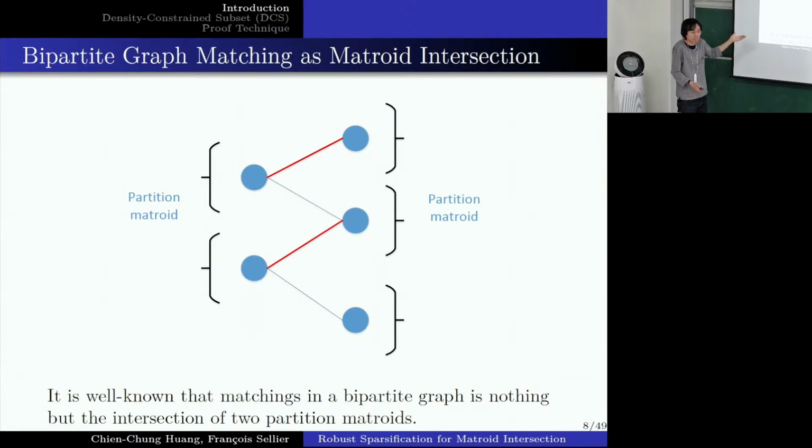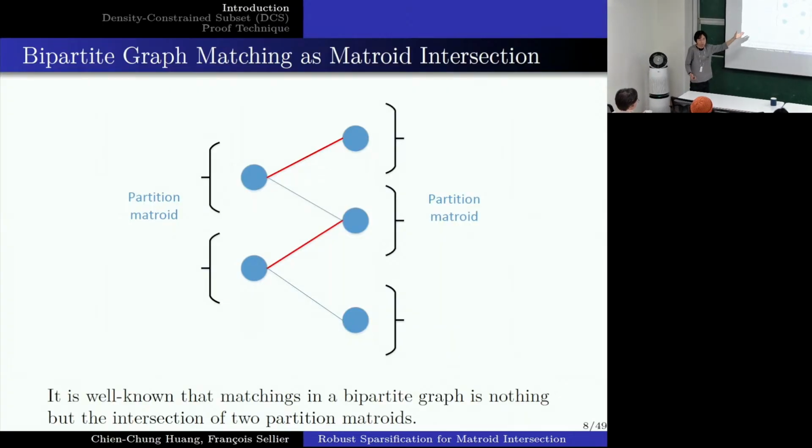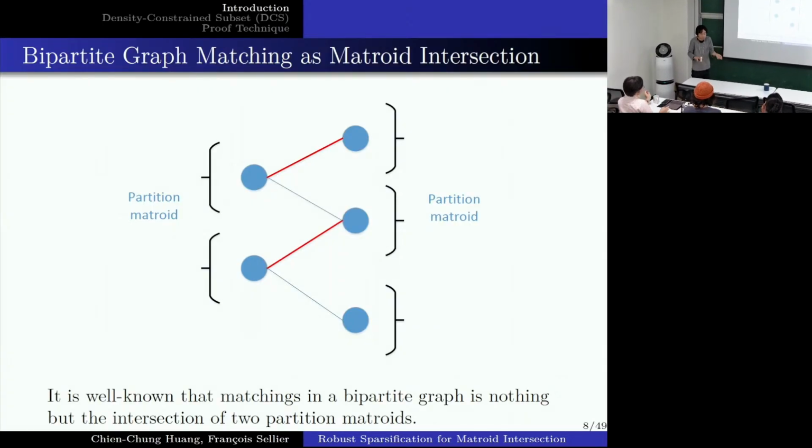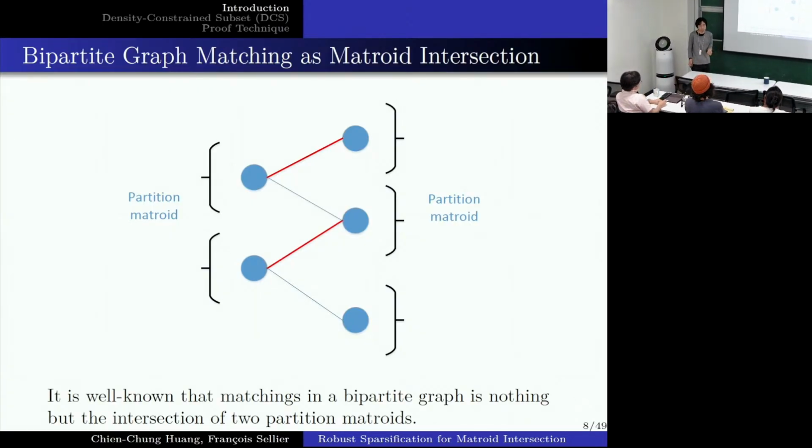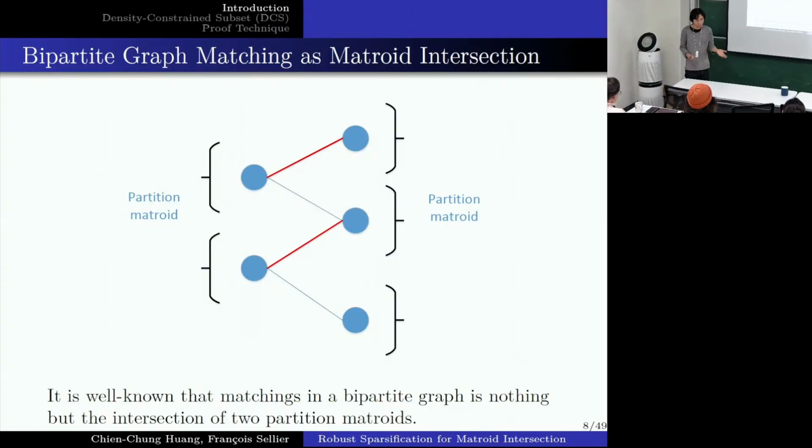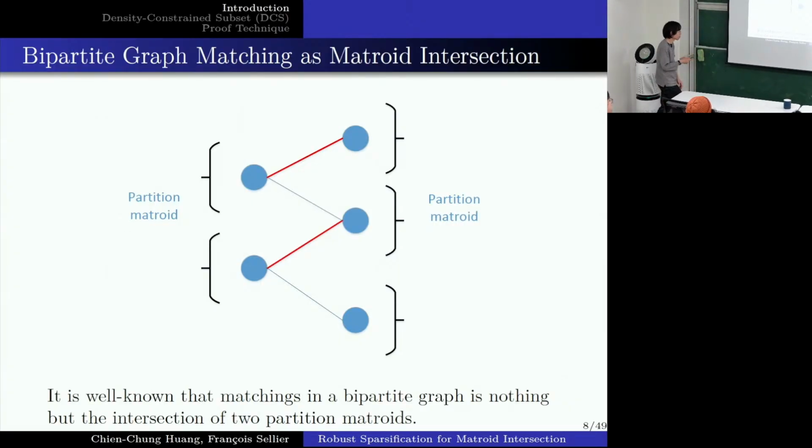So that's the motivation. Because for bipartite graph matching, we know we can find the maximum matching in polynomial time. So that motivates the question whether I could do the same thing for matroid intersection. And the answer is yes, as shown by Jack Edmonds.